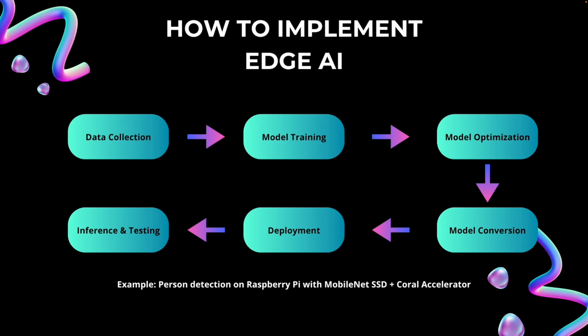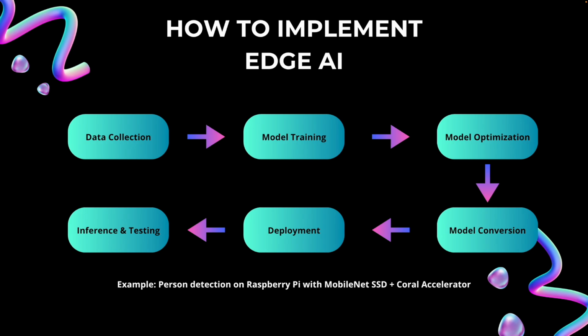Model conversion: convert the model to a format suitable for your device. For example, .tflite for TensorFlow Lite or C arrays for microcontrollers. On the step of deployment, flash or upload the model to your device. Integrate with device firmware or app code using SDKs or APIs provided by the framework. The last step is inference and testing. Run inference on the device, profile performance, latency, memory, and power, and iterate as needed.